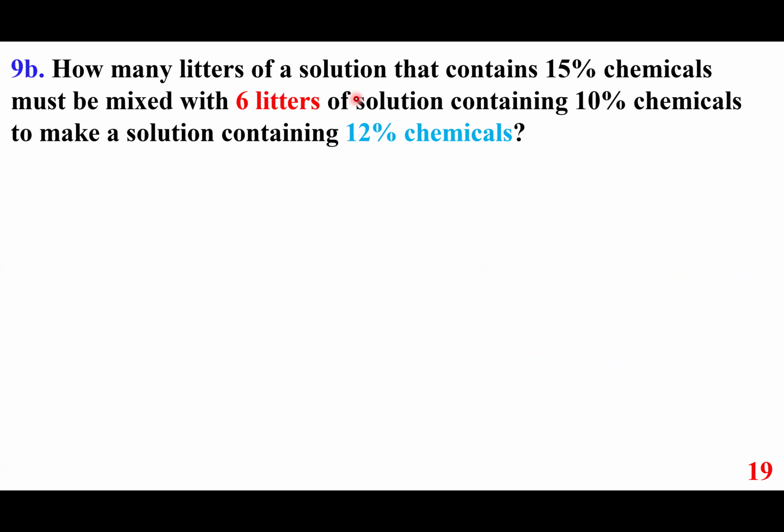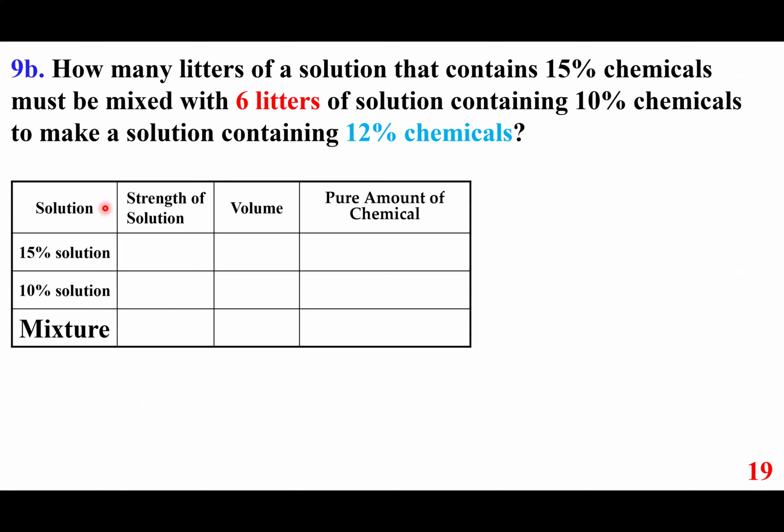How many liters of a solution that contains 15% chemicals must be mixed with 6 liters of solution containing 10% chemicals to make a solution containing 12% chemicals? Same type of table. The solutions are 15%, 10%. We want to mix. So this means 0.15, this means 0.1. What about the mixture? The mixture is supposed to be a 12% mixture. 0.12.